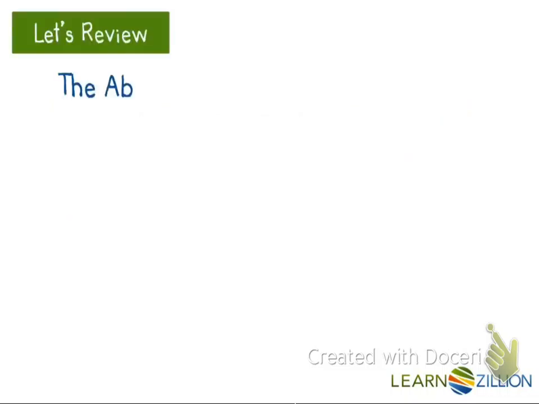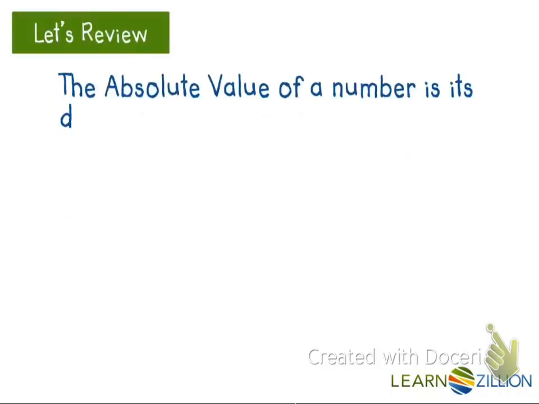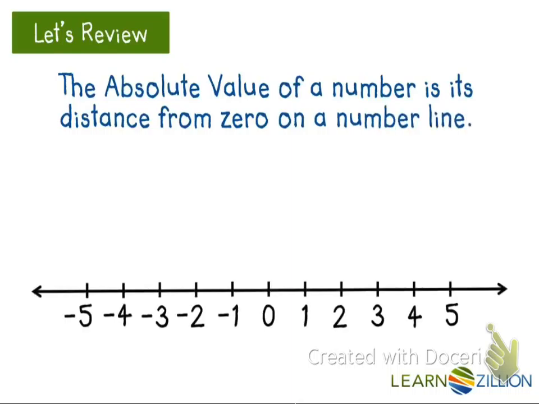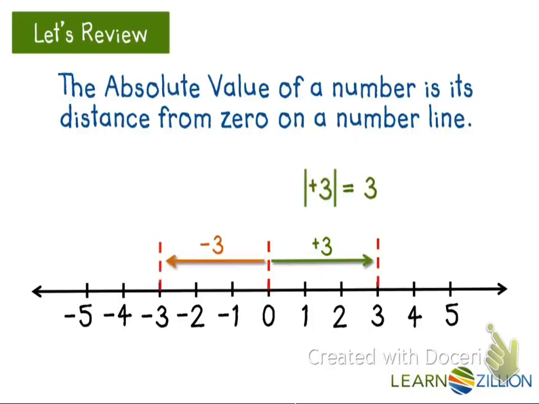Let's review. The absolute value of a number is its distance from 0 on a number line. For example, positive 3 is 3 units away from 0. Its absolute value is 3. Negative 3 is also 3 units away from 0, but in the opposite direction. Its absolute value is also 3.